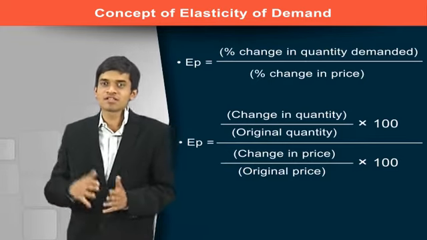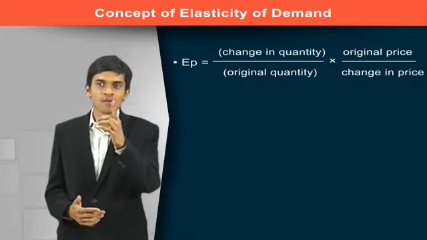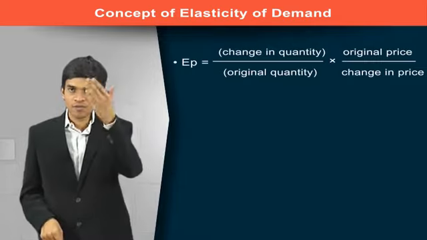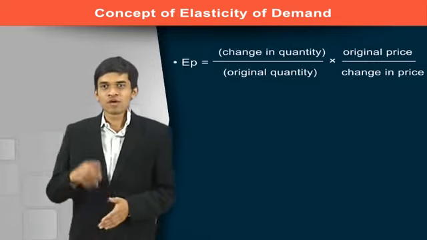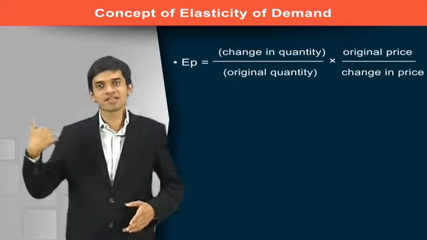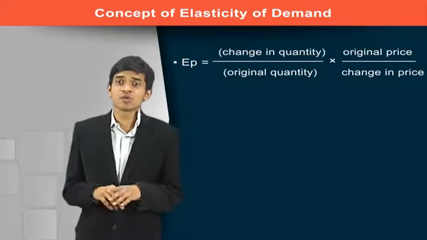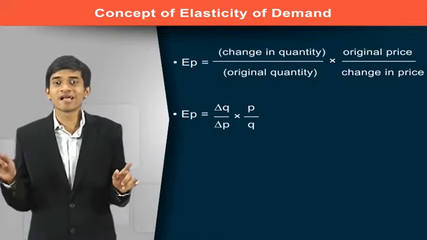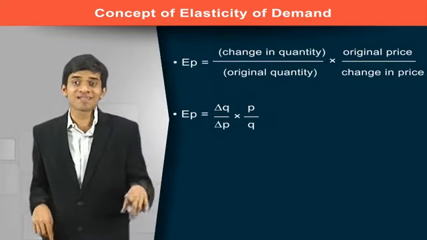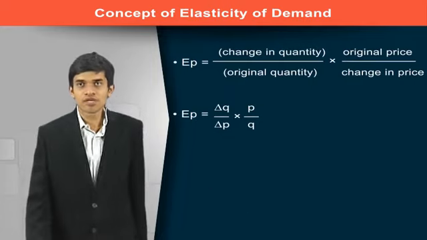Now, we are further simplifying it. The 100 is getting cancelled. Change in quantity upon original quantity, and we are inverting the expression in the denominator of the previous step, so it would be original price in the numerator and change in price in the denominator. In symbolic language, Ep is equal to delta Q, that is change in quantity, upon delta P, that is change in price, into P, that is original price, upon Q, Q is original quantity.